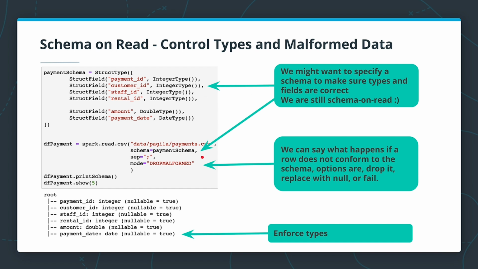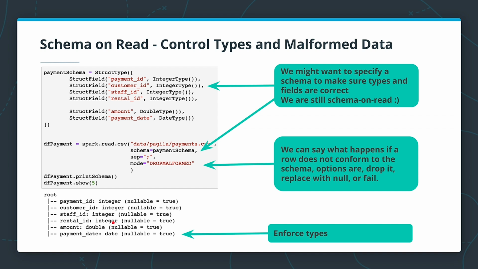You can also say, which is very important, what happens if I find a row which does not conform to the schema. You have a policy, like drop malformed, so you can say okay, ignore it. Or you can say fail and stop the whole process. Or you can say just leave it and fill this row with nulls, so I would be able to know how many are bad or malformed.